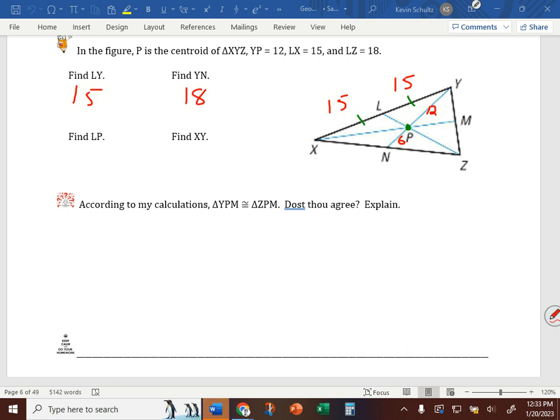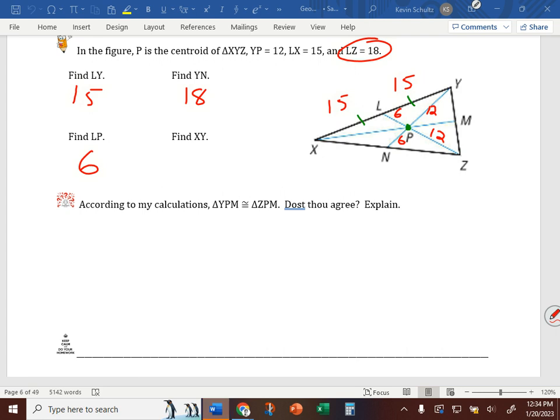Job well done. LP, Anthony. Because of the 2-to-1 ratio, it's 6. But how'd you get the numbers to begin with? Because the other side tells us it's 12, and then the whole thing equals 18. Okay, it's a 2-to-1 ratio, so the other part is 6. Damien again. So LZ being 18, the whole thing, again, this divides into a 2-to-1 ratio, the longer side being 12 and the shorter side being 6. So LP being the shorter side, that is going to be 6 there.